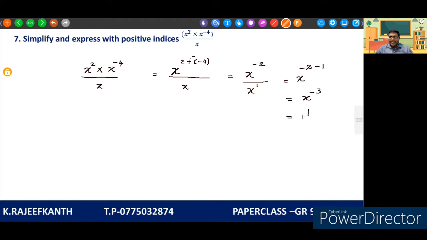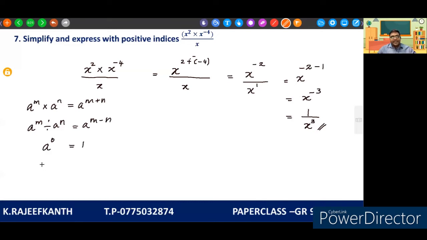So here we can write 1 over x to the power 3, because there are 6 laws of indices. The first one is a to the power m times a to the power n is equal to a to the power m plus n. The second one is a to the power m divided by a to the power n is equal to a to the power m minus n. The third one is a to the power 0 equals 1. Then a to the power m whole to the power n is equal to a to the power mn.